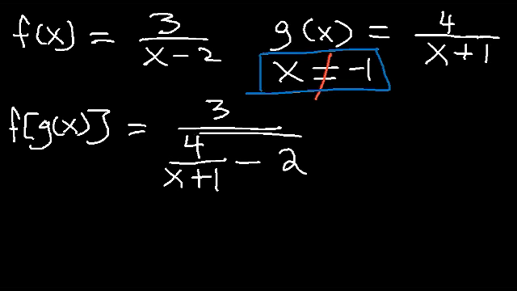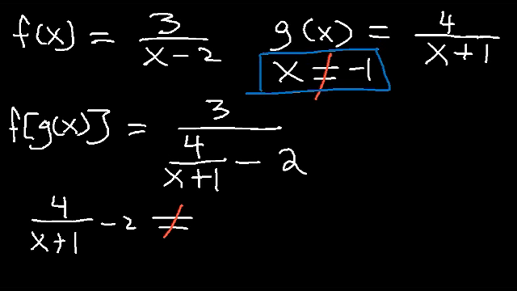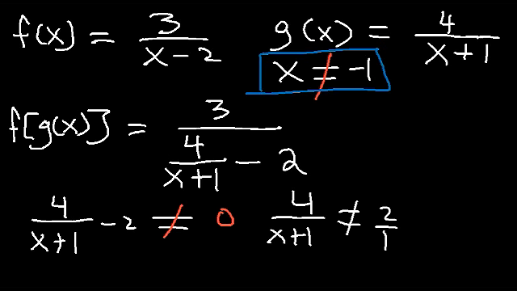So we know that the denominator of the composite function cannot be equal to 0. So let's write an equation. 4 divided by x plus 1 minus 2 cannot equal 0. So let's add 2 to both sides. So 4 over x plus 1 cannot equal 2. If we cross multiply, 4 times 1 is 4, and then that cannot be 2 times x plus 1, which is 2x plus 2.